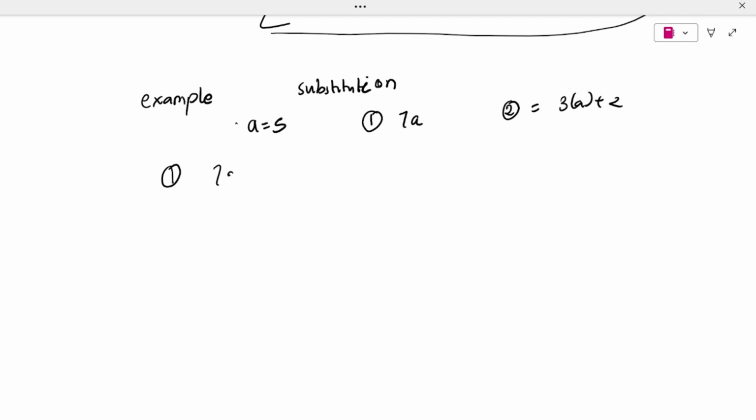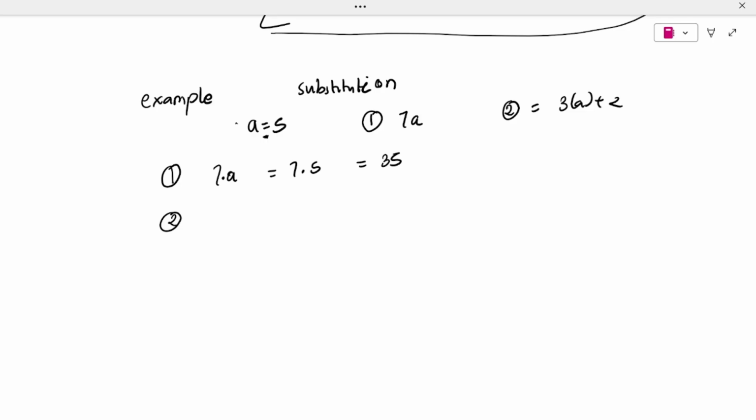So 7a, you know that a is equal to 5, and there is a dot here as multiplication, so it's going to be 7 dot 5, which is multiplication. So 7 times 5, that is 35. And then number 2, I hope you've understood the first example. I was talking about 7 times a. A is equal to 5, which means whatever the value of a is going to be 5. That's what equal means.